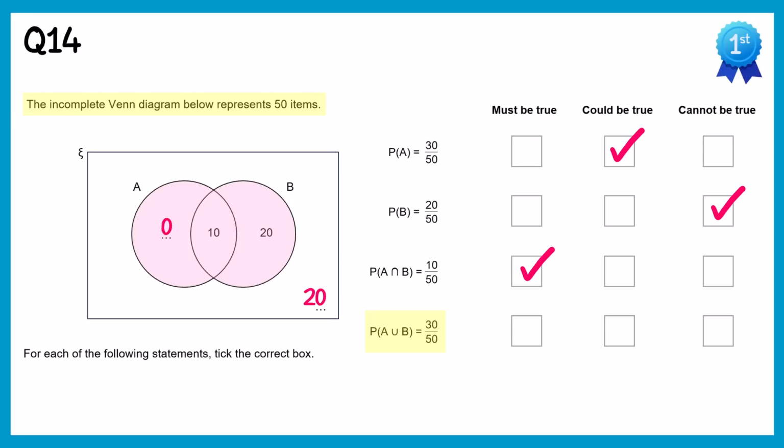So this one certainly could be true, but must it be true? Well, not necessarily. We could change both of these numbers to be 10 and we'd still end up with 50 in total, but now the union would be 10 and 10 and 20, which would be a total of 40 over 50. So this one could be true.